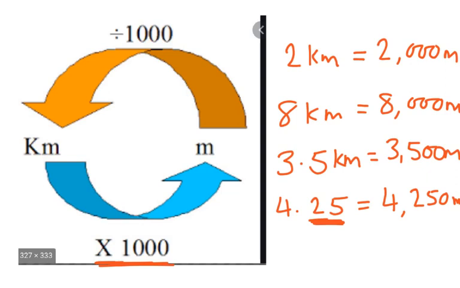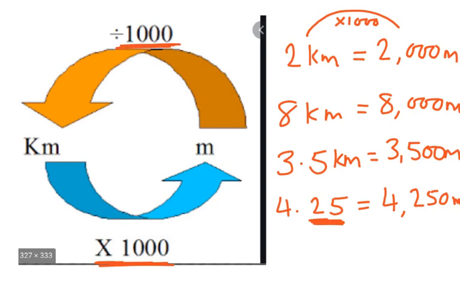Okay, so we can see here that we are multiplying by 1,000 when we're going from kilometers to meters, and when we want to go from meters to kilometers, we are going to be dividing by 1,000.